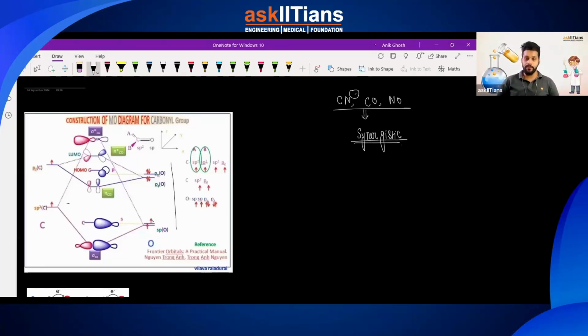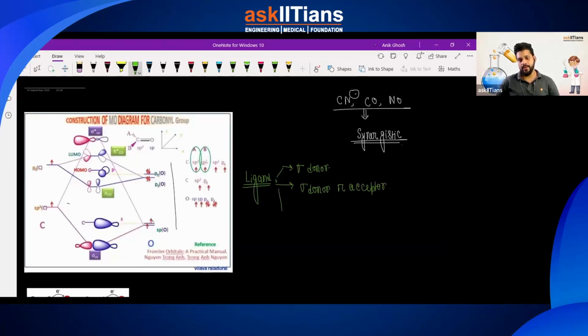What is the synergistic effect? There are many types of ligands out there in coordination. One is the sigma donor ligand. Then we have the sigma donor pi acceptor ligand.